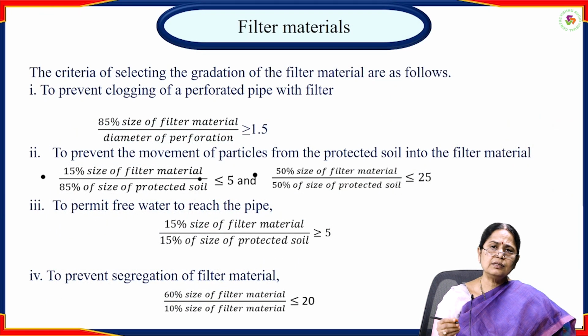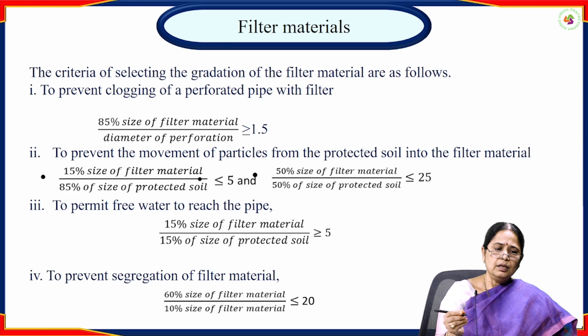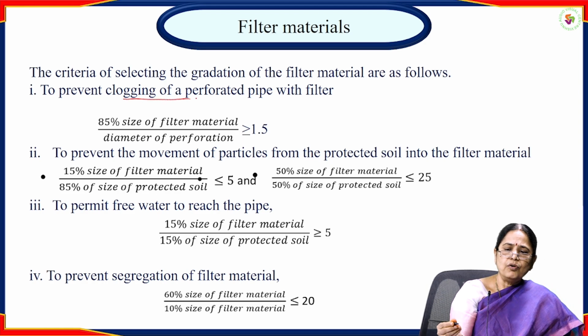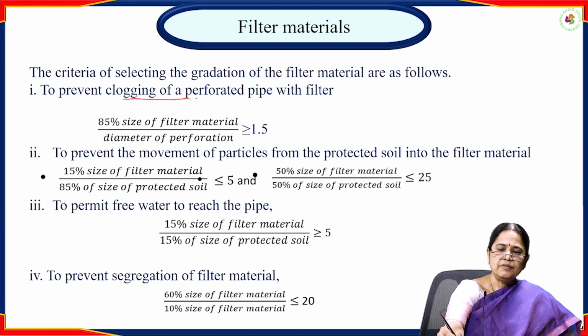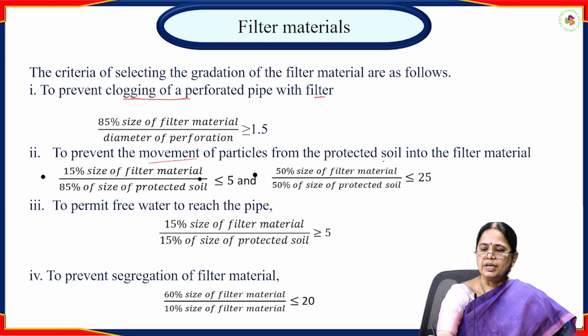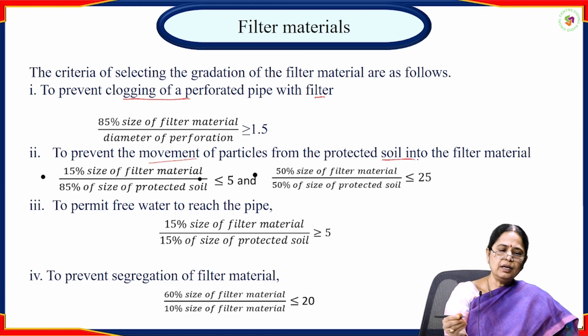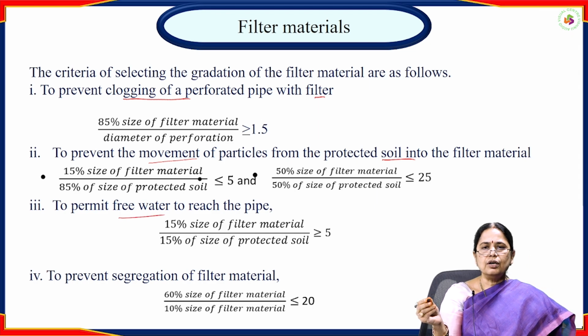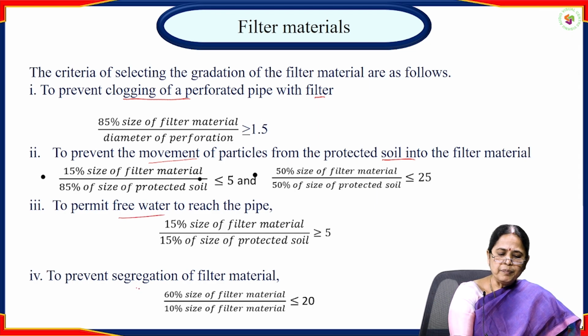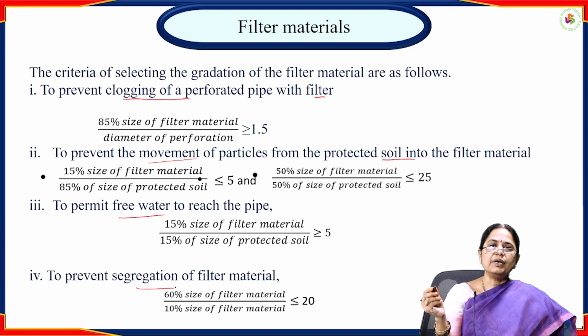So, filter material is also very important. The criteria to be developed in selection of filter material are: to prevent clogging of the perforated pipe with the filter, to prevent the movement of particles from the protected soil into the filter material, to permit free water to reach the pipe, and to prevent the segregation of filter material.